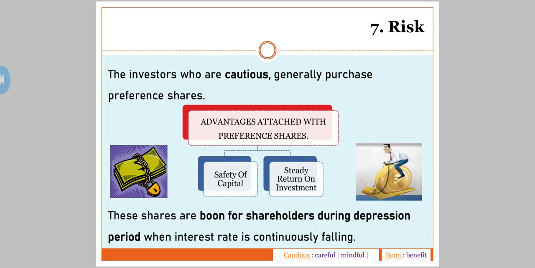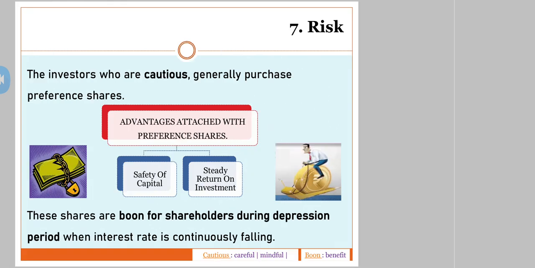And the second one you have got as steady returns on investment. What do you mean by steady? Fixed return on investment. We have seen they have got fixed rate of interest. See, these shares are boon for shareholders during depression period when interest rate is continuously falling. Now see, when the investors invest in preference shares rather than keeping any fixed deposit or depositing the amount in the bank, when there is a depression, the bank rates, the interest rate falls. But here the preference shareholders have got this one advantage, that they have got fixed return on investment. The rate of dividend is fixed.